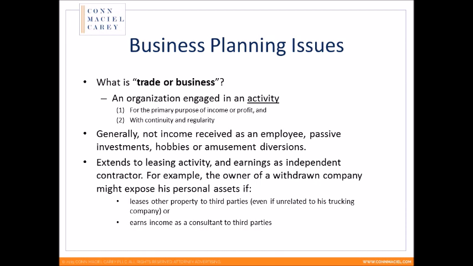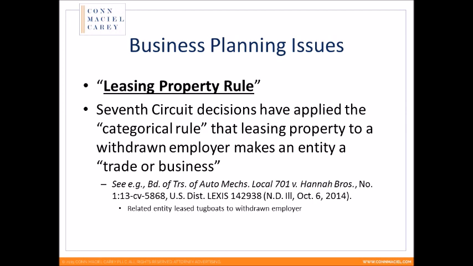Know this, as I make the point here at the bottom of the slide, it extends to leasing activity and earnings as an independent contractor. So, for example, the owner of a withdrawn company might expose his personal assets if that owner leases other property to third parties, even if it's unrelated to his company, or earns income as a consultant, like 1099 income. That could be considered a trade or business and part of a control group.